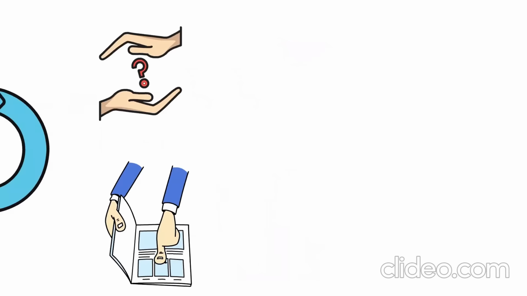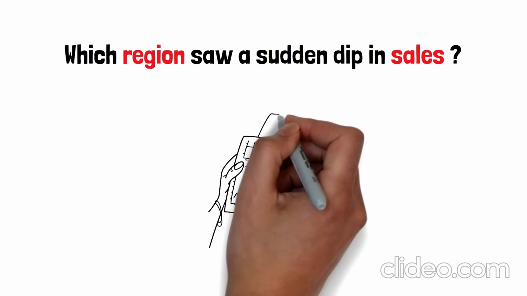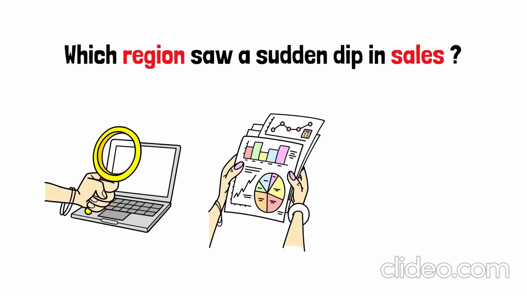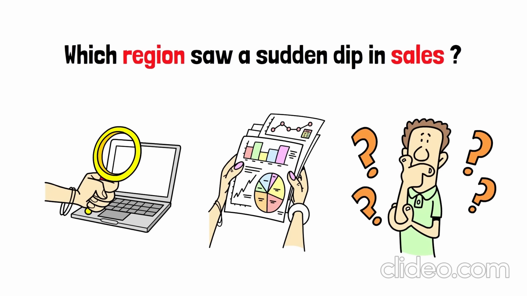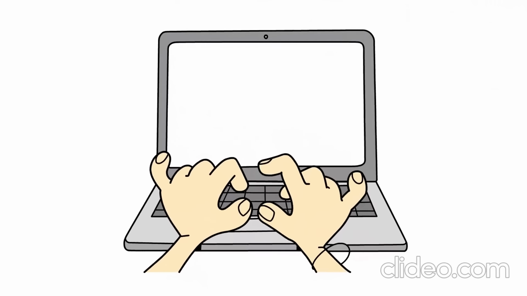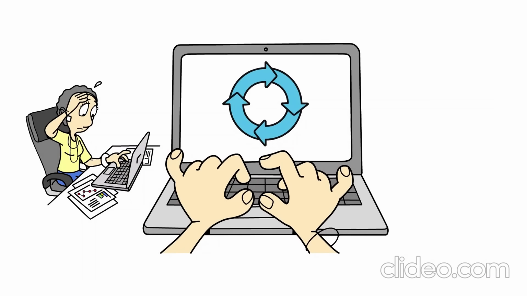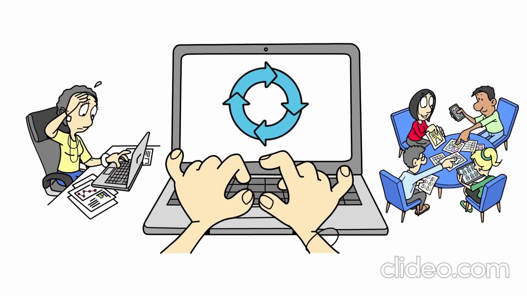Start with a clear question. Which region saw a sudden dip in sales? Then plot the data, examine what you see, adjust your focus with follow-up questions, and log every finding in a notebook or a shared document. This iterative flow keeps you from getting lost in details and ensures all insights are documented for your team.